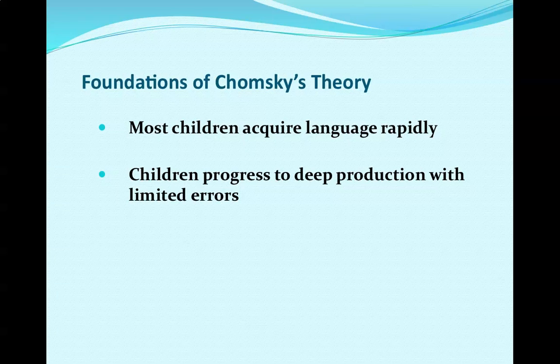Research by linguists across multiple languages has consistently found that children are not exposed to enough adult language to develop knowledge of deep structures, and adults do not consistently provide them with enough language production feedback to account for their rapidly developing capacities to limit language errors. Most children acquire language rapidly without formal language instruction, excessive language exposure, or extensive language feedback. Children progress to deep production with limited errors with or without surface input from adults. So the capacity must be innate. So there must be a universal grammar.